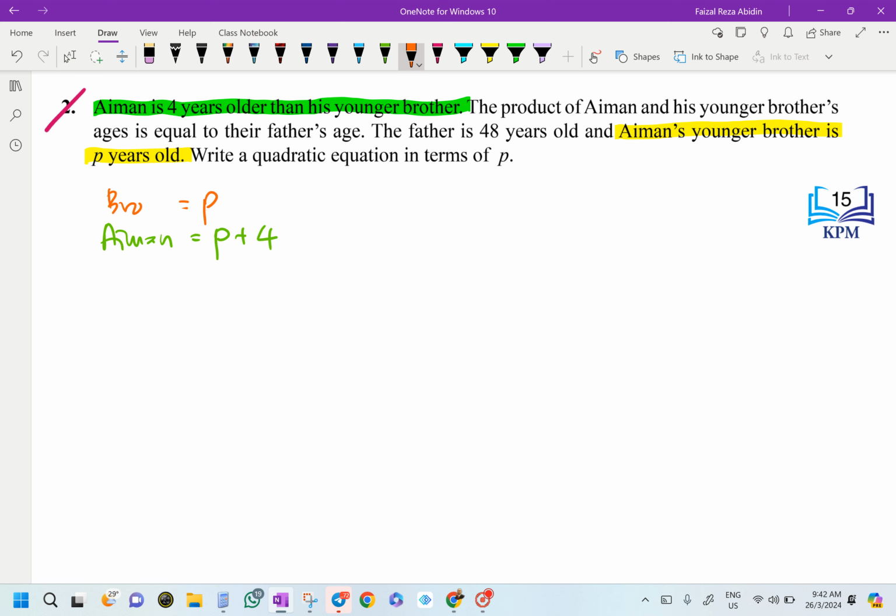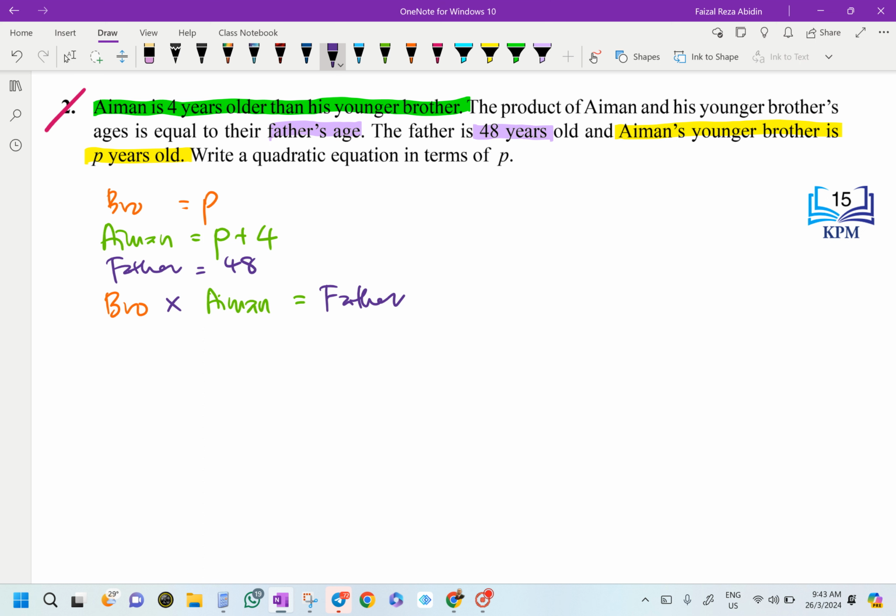Bro, P. The product of Aiman and his younger brother's age is equal to their father's age. Apa pula? Product. Apa maksud product? Bro times Aiman is going to be equal to? Father's age, kan? Mana father ni? Father. And it says also, the father is 40 years old. So kita letak pula sini. Father, 48, kan?